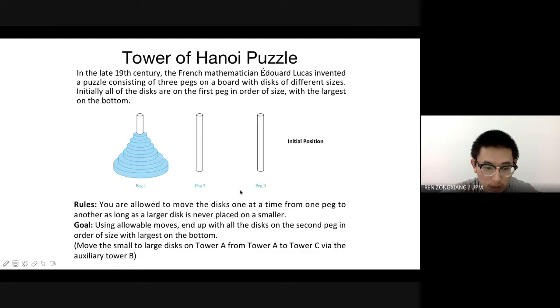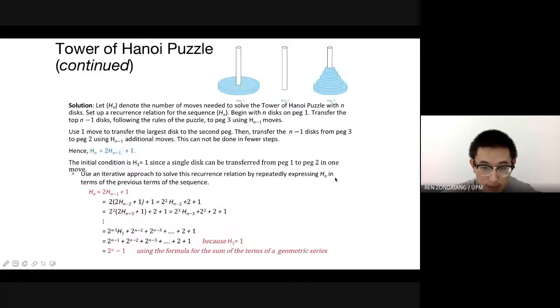Our goal is simple: use allowable moves to end up with all the discs on the second peg in order of size with the largest on the bottom, which means we need to move the small to large discs on the tower A from tower C via the help of tower B. Let's see the next.